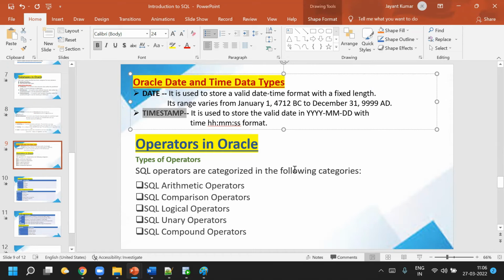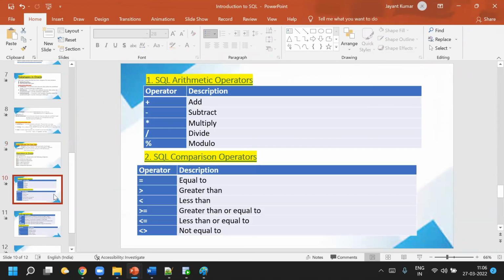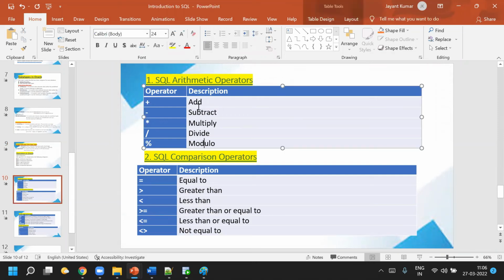Operators in Oracle are SQL arithmetic operators, SQL comparison operators, SQL logical operators, and SQL unary operators. These are the operators supported in Oracle SQL. Arithmetic operators are add, subtract, multiply, divide, and modulus. Add does addition, and modulus gives you the remainder part. We use these to compare two values, A and B.